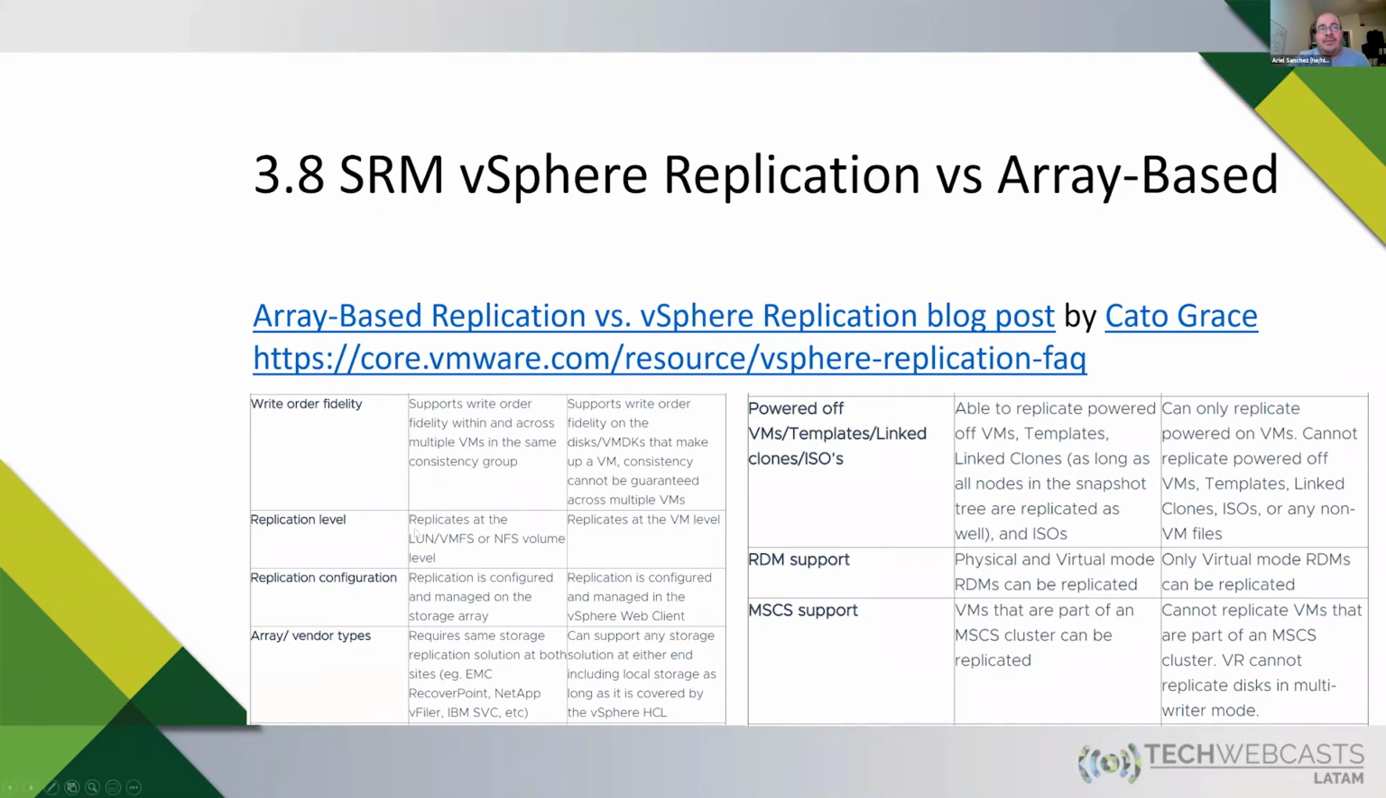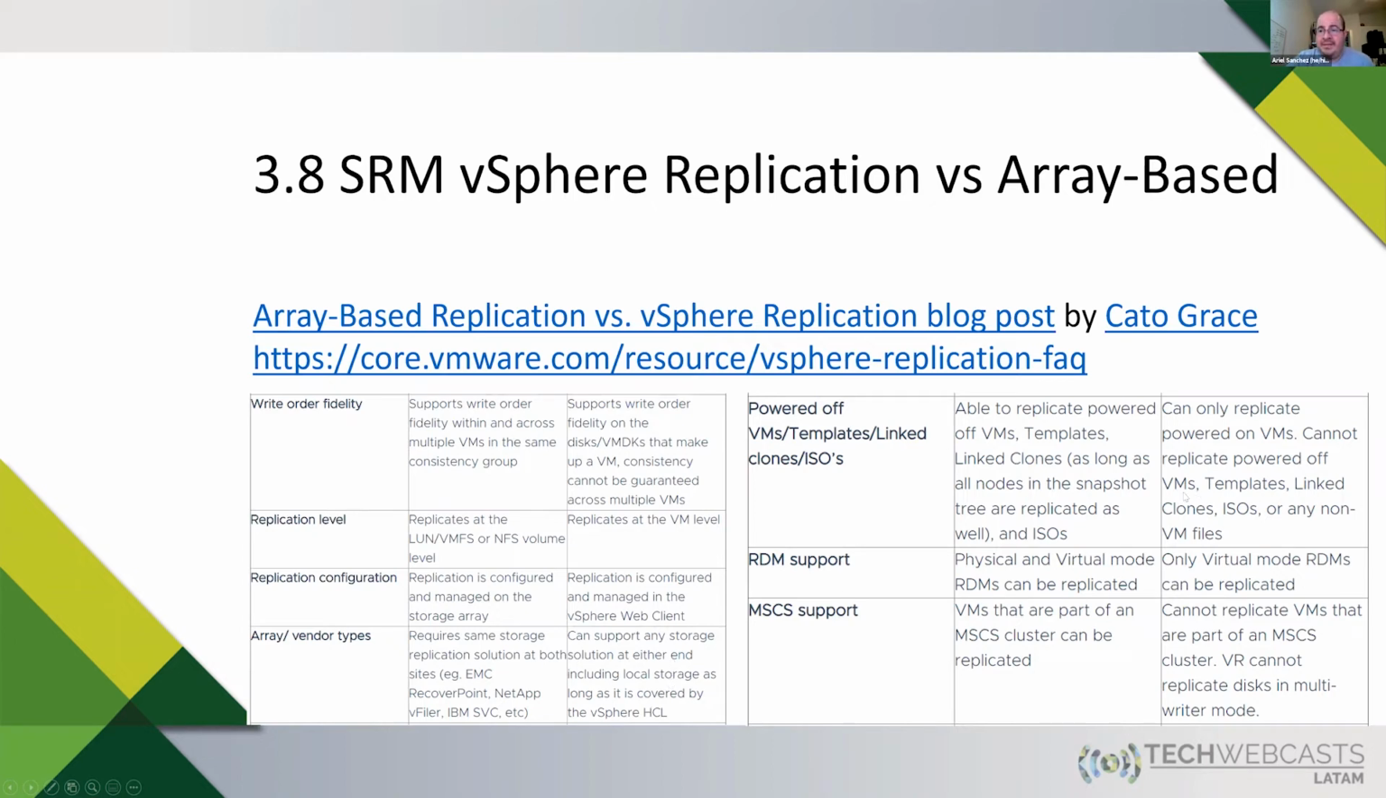You can see here when we're talking about replication level, with array-based replication we are talking at either the LUN, which is normally VMFS, or NFS datastore level, whereas vSphere Replication is at the VM level. Where is this replication configured? For array replication, it's on the array. With vSphere Replication, you are doing it in the vCenter, in the web client. What storage is supported? Well, the vendors have to actually come out and tell you that a particular solution supports SRM and has an SRA. Whereas with vSphere Replication, anything that's on the vSphere HCL is supported.